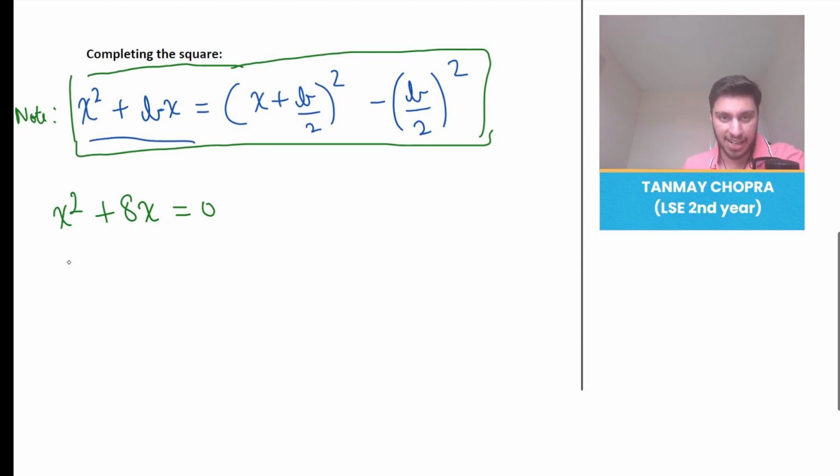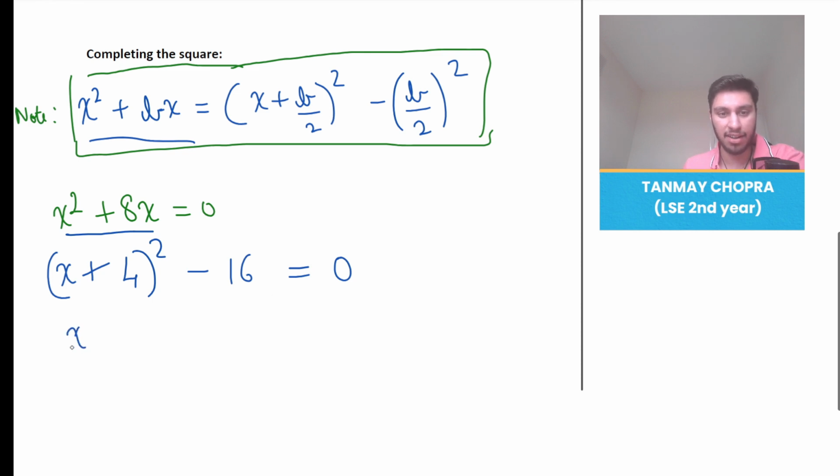And what I'm going to say is that this is same as saying x plus b is 8 in this case, and b over 2 is 4. This is same as x plus 4 squared minus 16. Why? Because that's the square of 4. So x plus 4 squared minus 16 is same as this. And now I need to set this equal to 0. How will I solve this? I'll have to take 16 to the other side. So I get x plus 4 squared equals 16.